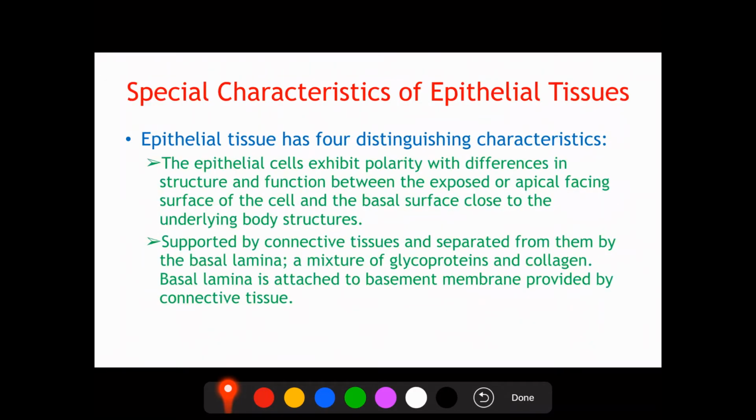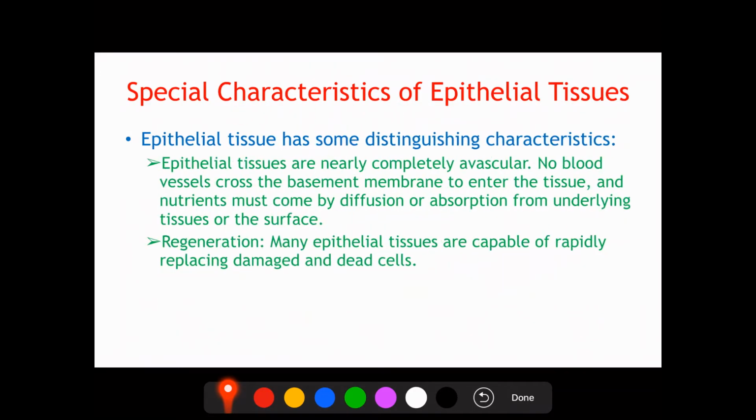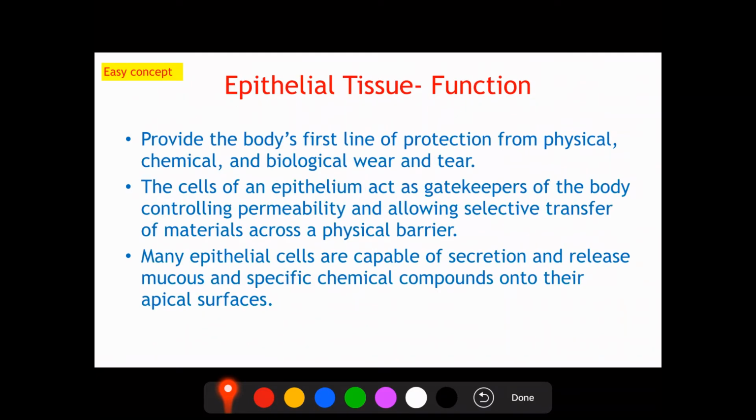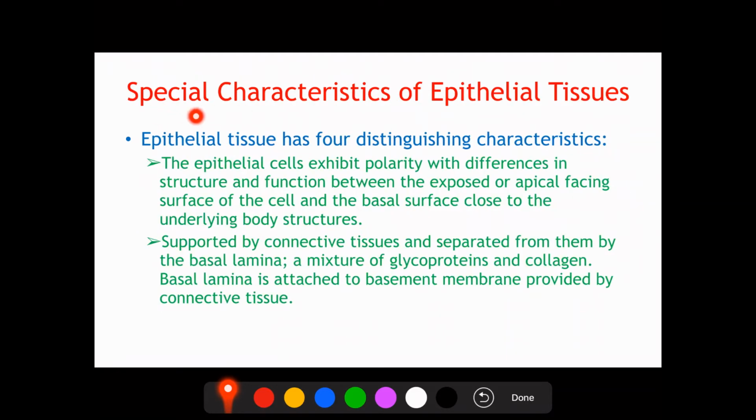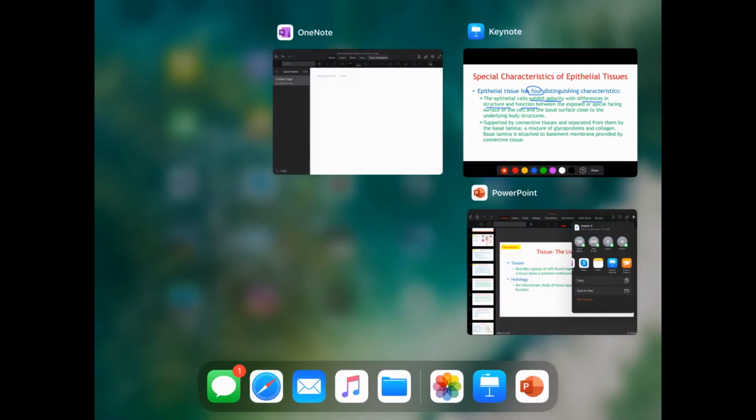we can see some special characteristics of epithelial tissue. I'm skipping this slide because I believe it's pretty straightforward. You can read it and understand it. So let's see the special characteristics of epithelial tissues. These tissues have 4 major characteristics. The first one is that the cells exhibit something called polarity. What does it mean? That there are differences in structure and function between 2 sides of the cell. What does this mean? Let's go to here.